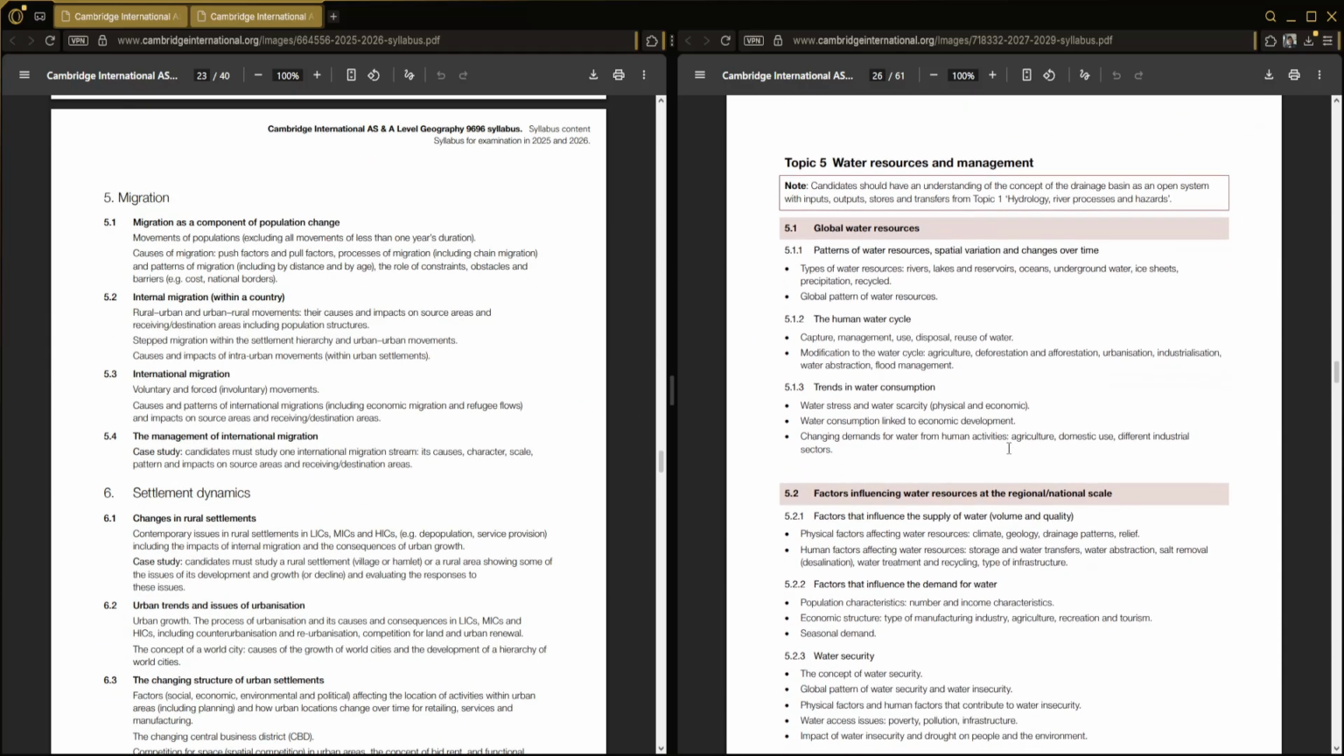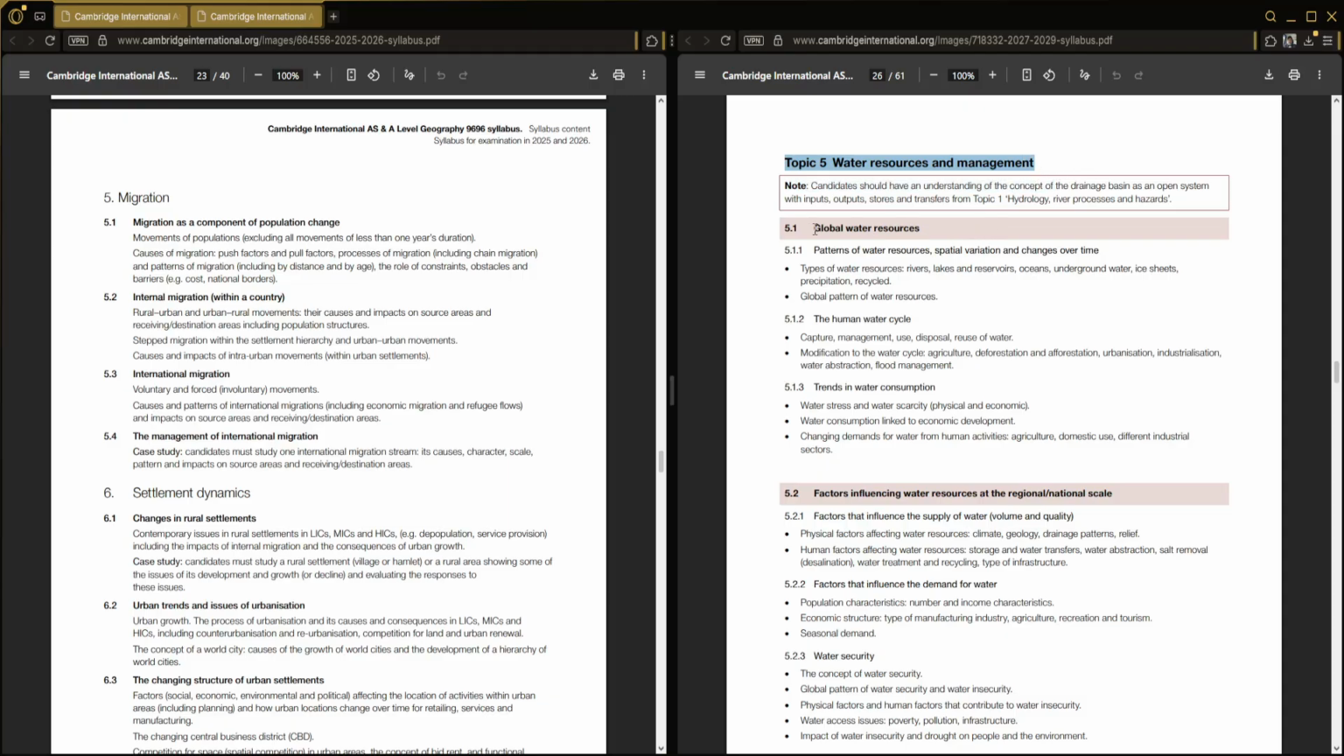Now we move on to something that's quite new, which is topic 5, water resources and management. This is actually a topic from A2, which is kind of interesting. The note here is that you need to have some understanding of the drainage basin, which you would have known from studying hydrology, and you should have done that before you have done this topic in human geography.